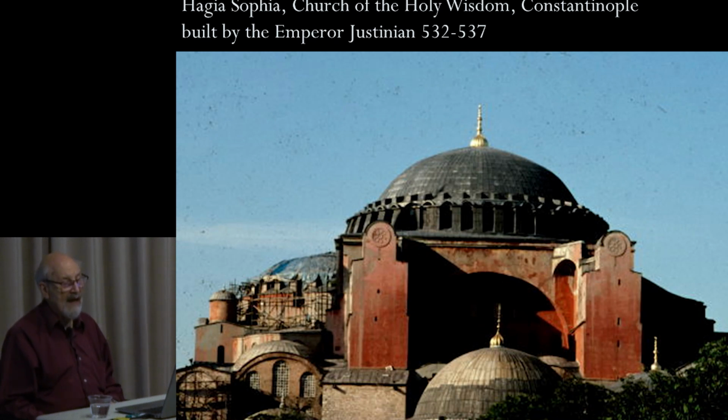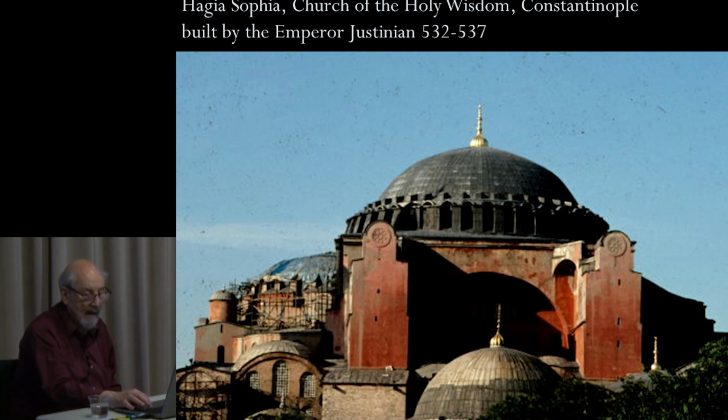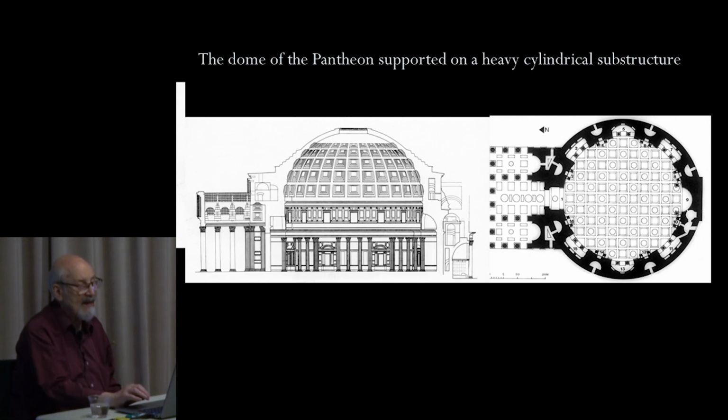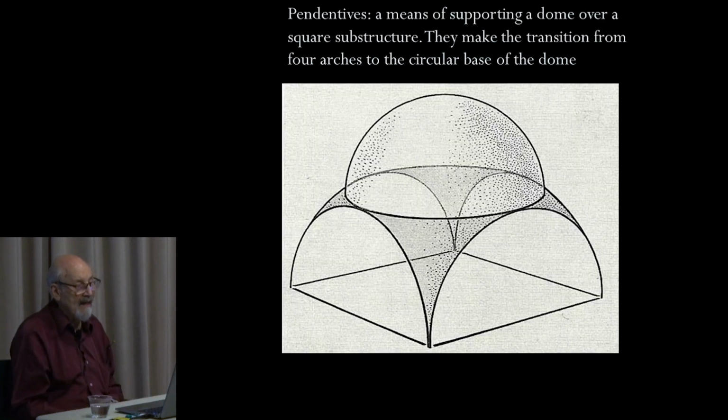And let's compare that with the Pantheon. The Pantheon's built on these immensely thick walls, but if you look now at this diagram, you can see how they developed a system called pendentives, which were curved triangles that supported a dome on 4 arches. And this is the basic system in Hagia Sophia.